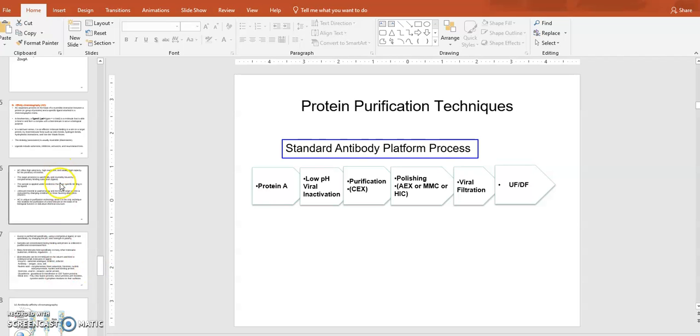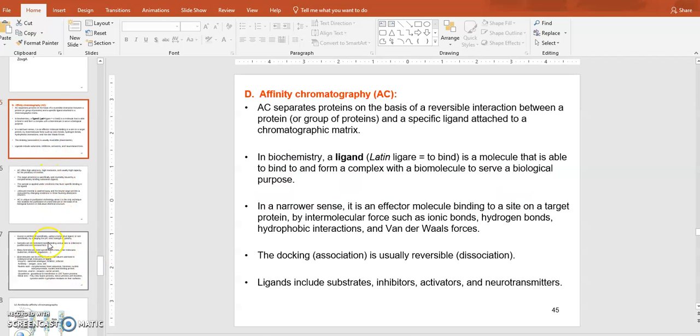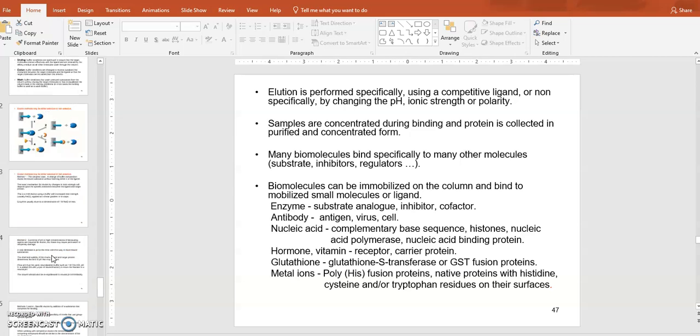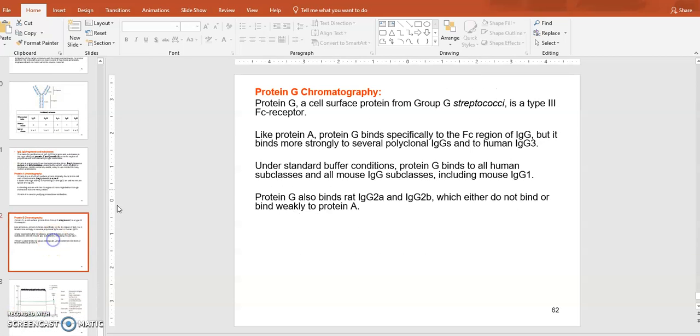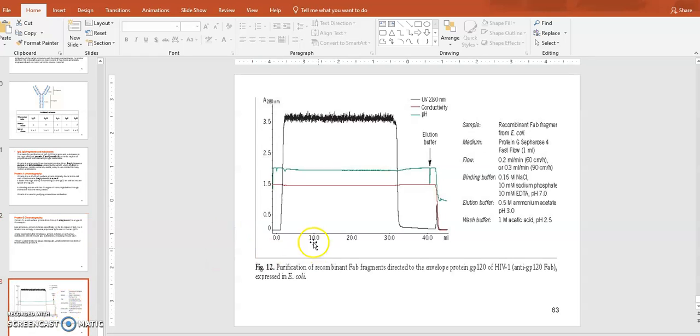Okay, so protein A, we talked about it. So right here, protein A or G, and this is a chromatogram of maybe the protein A chromatography. See its affinity. A whole bunch of peaks come together, and one single protein is eluted at the end. Look at it: recombinant Fab fraction from E. coli is the sample. The medium is protein G resin.